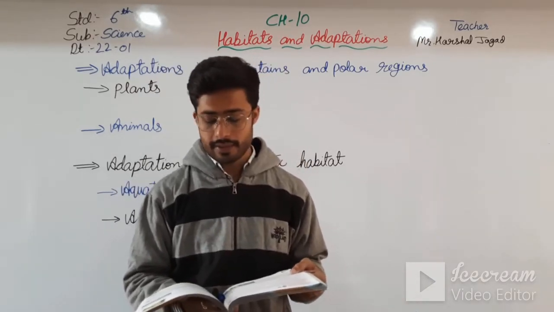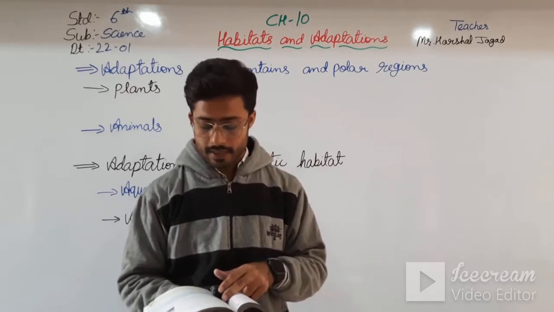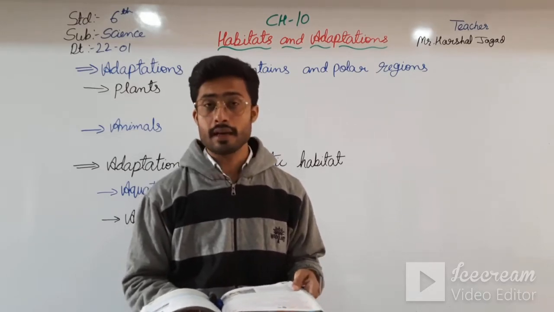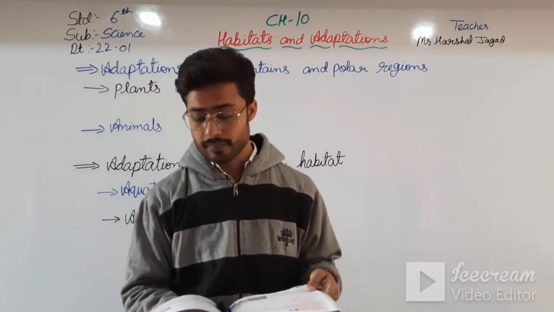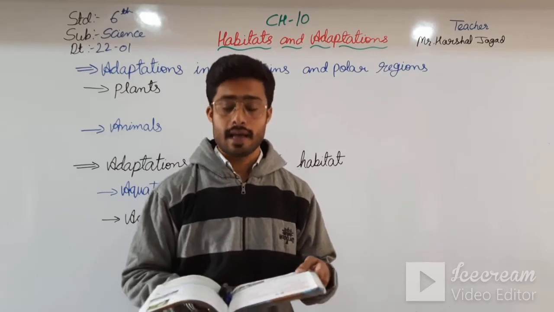Animals such as dolphins and whales do not have gills to breathe in the water. They are mammals and breathe through their lungs. They come to the water surface from time to time and breathe in the air.